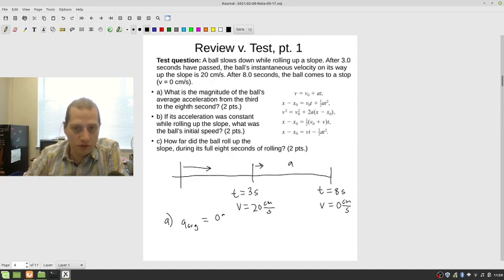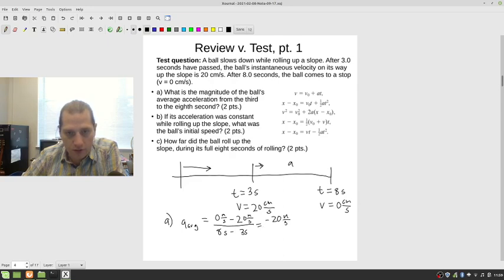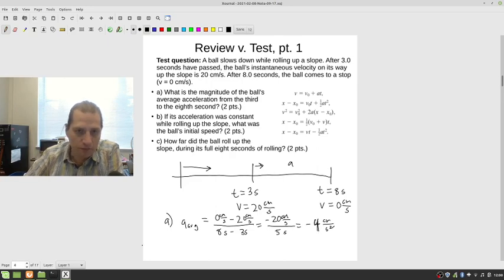So 0 minus 20, that's our final minus our initial velocity, over 8 seconds minus 3 seconds. That's minus 20 centimeters per second, over 5 seconds, which gives you minus 4 centimeters per second squared. If you were looking for the magnitude of the ball's average acceleration, I guess it would be just 4 centimeters per second squared. But it's getting slower.